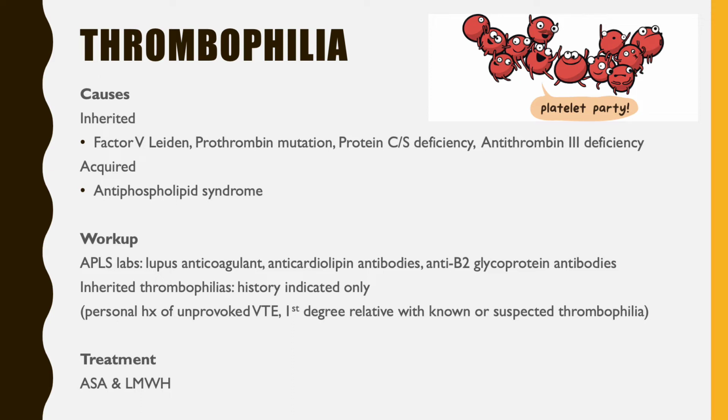So this would be if they have a personal history of an unprovoked VTE or a first-degree relative with a known or suspected thrombophilia. The treatment, if the patient has a known inherited thrombophilia, or if they have a workup for Anti-Phospholipid Syndrome and it's positive, would be aspirin and low molecular weight heparin.